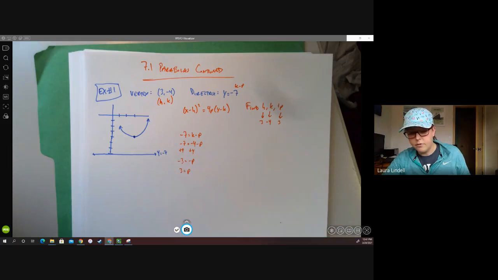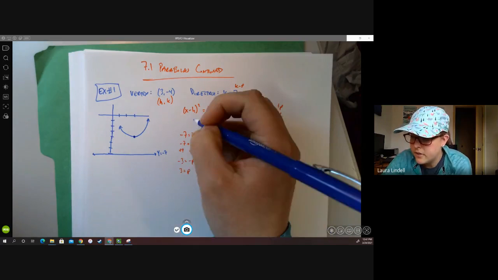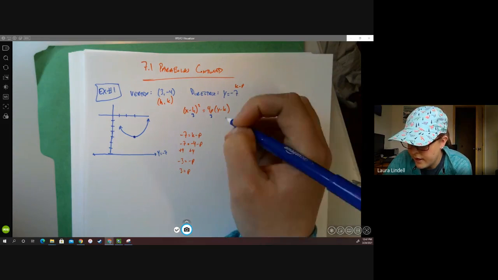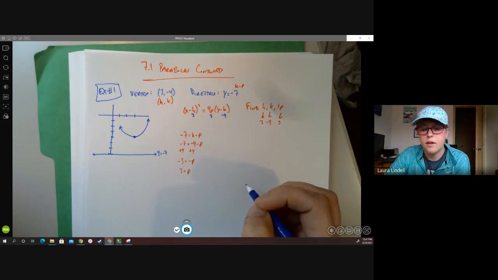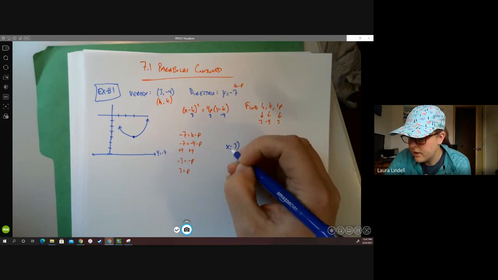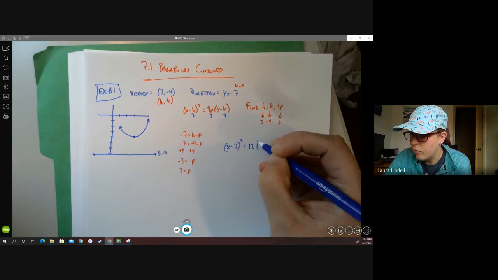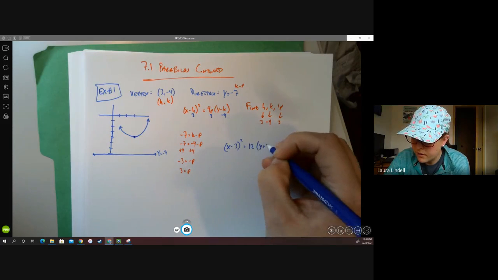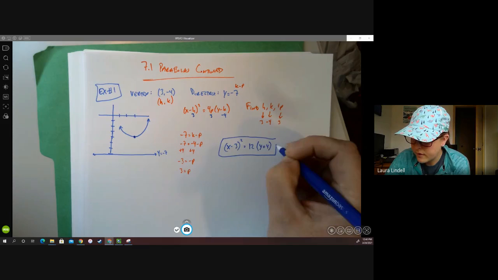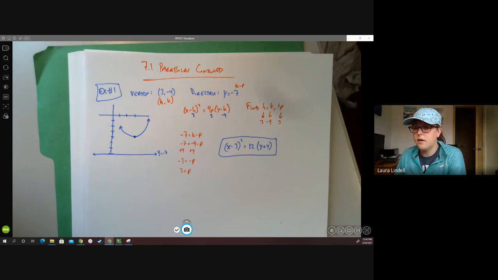So now all we have to do is plug in those three things. h is 3, p is 3, and k is -4. So we get (x minus 3) squared equals 4 times 3, which is 12, and then y minus -4 is y plus 4. So there we go. That's how we would do it with a vertex and a directrix. Any questions from that one? Any numbers we're not sure where they came from or anything like that?